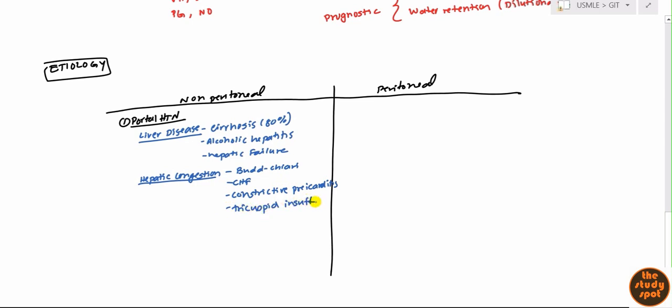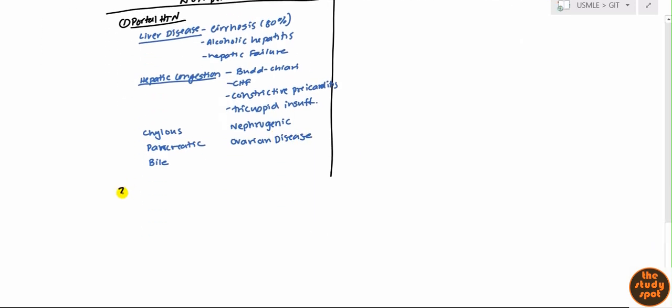On top of that, you can have other types of causes such as chylous. You can also have pancreatic, a type of fluid going into the peritoneum, bile going into the peritoneum, nephrogenic causes, and even ovarian diseases. So those are some other causes, not necessarily related to portal hypertension, but just overall.